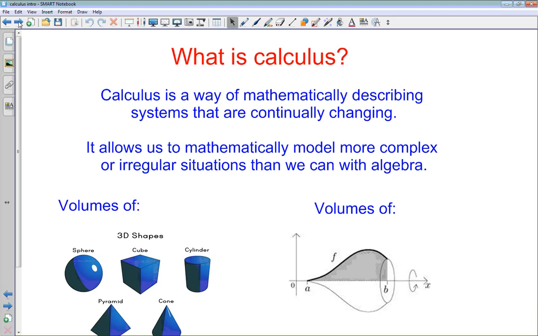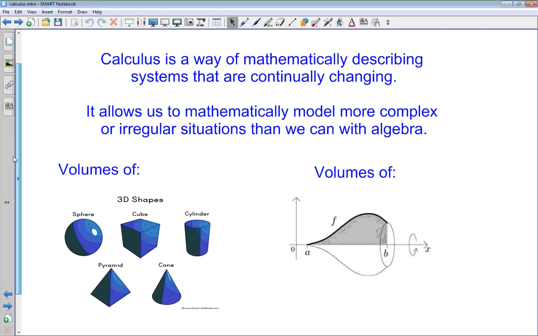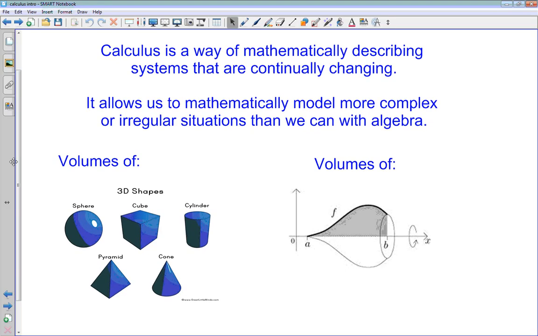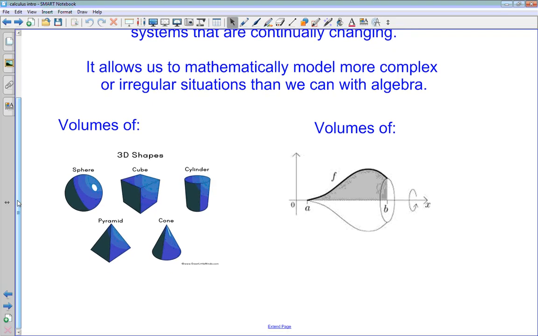And the big advantage of understanding calculus is it allows us to mathematically model systems that are more complex or less regular than the systems that we can with the algebra that we've been looking at up till now. So just an example here of calculating the volumes of shapes. You've done this for years and years in math classes. You've looked at these specific shapes and said, okay, I know the formula for calculating the volume of a sphere. I know the formula for a cylinder. I know the formula for a pyramid, as long as your shape fit into one of these nice defined little categories: pyramid, cone, cylinder, whatever.